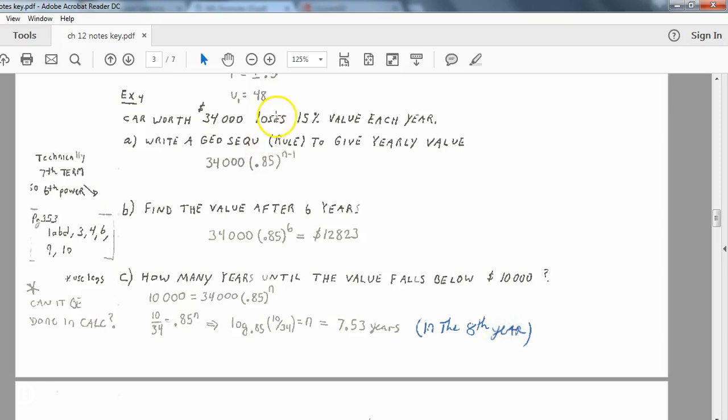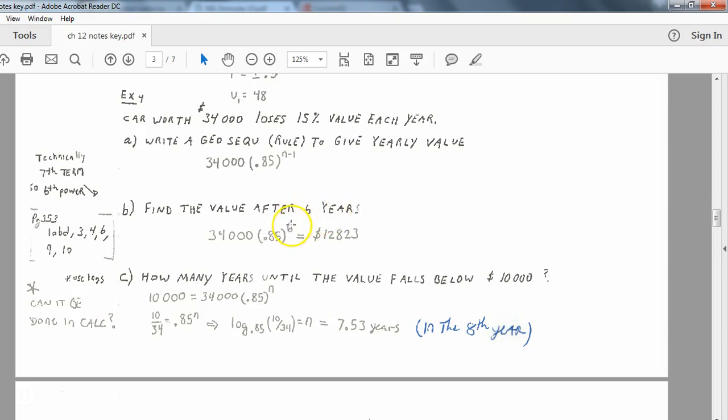If it's losing 15%, they could have just as easily worded this by saying it is worth 85% of its previous value. And so that's the way we have to view the common ratio for this in order to see what it would be worth next year or any other year. And then we're going to keep this general for now just because it represents the general term.